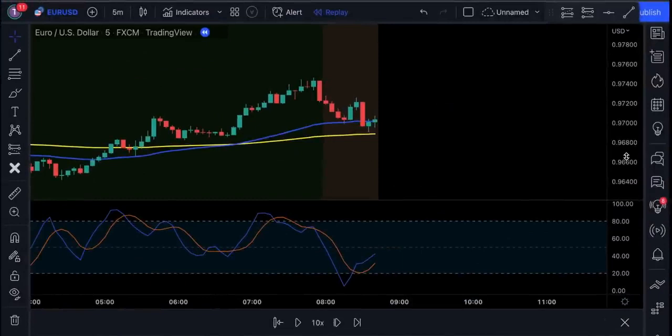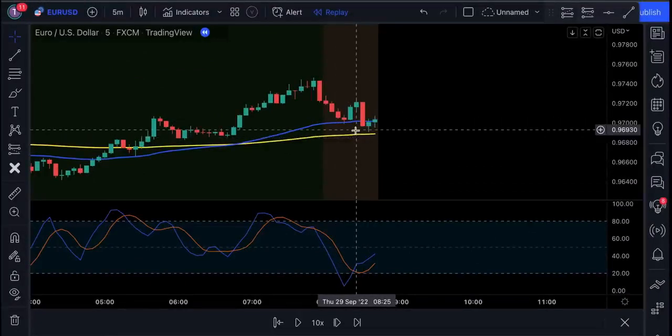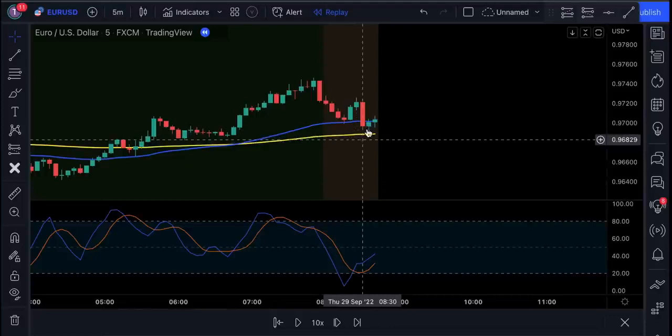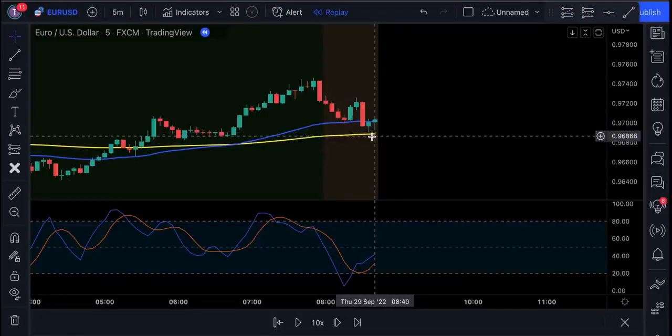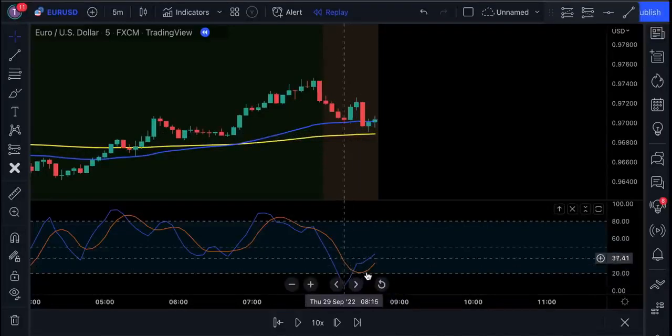So the rules for entering a long position are as follows. First, the 50 EMA must be above the 150 EMA. Second, the price action must pull back into the 150 EMA. It can either touch it, cross it, or get really close to it. Third, the stochastic must get oversold during the pullback, and it also needs to give us a bullish cross where the blue line crosses above the orange line.